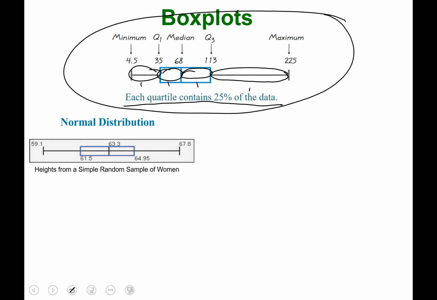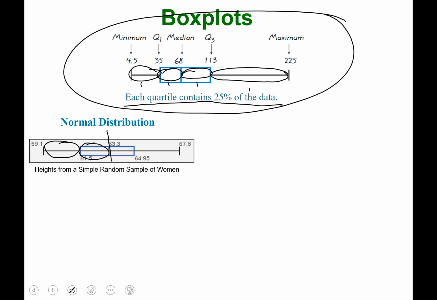A normally distributed box plot will look something like this. So our units here would be, looks like inches. So we're talking heights from a simple random sample of women. So women, our heights are normally distributed. About 25% of us have heights between 59.1 and 61.5 inches. The next 25% of us are here.